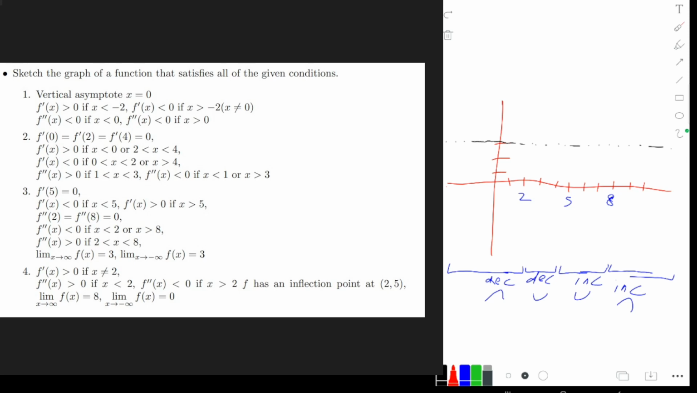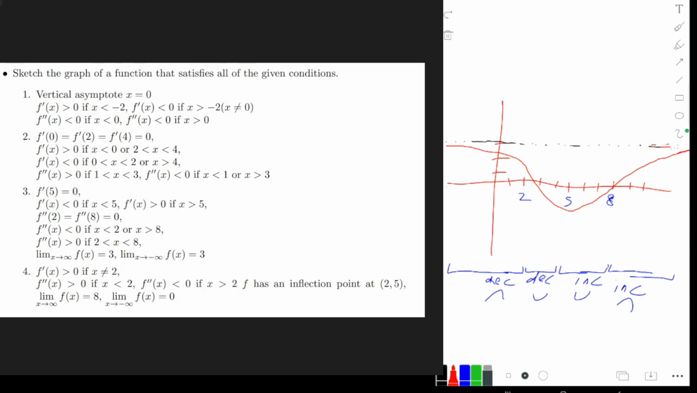So let's see what we can get. It's concave down and decreasing up until we get to 2. When we get to 2, it's still decreasing, but now it's concave up. At 5, its derivative equals 0, and in fact it changes from decreasing to increasing, still concave up. But at 8, it changes to concave down, and it stays increasing forever.